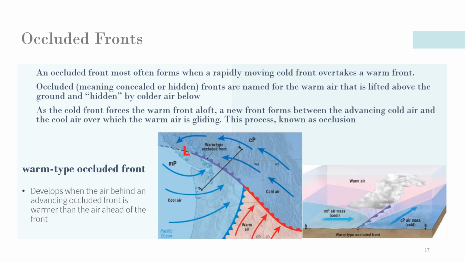As you can see in this illustration, occluded fronts are drawn in weather maps as the purple line. Here you can see this is the warm type occluded front, drawn with purple triangles and semicircles pointing in the direction of movement. The movement is there. This is the cold air.